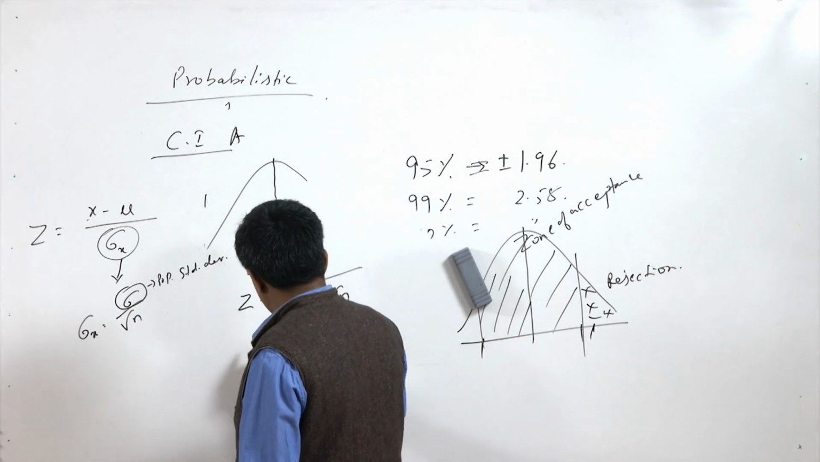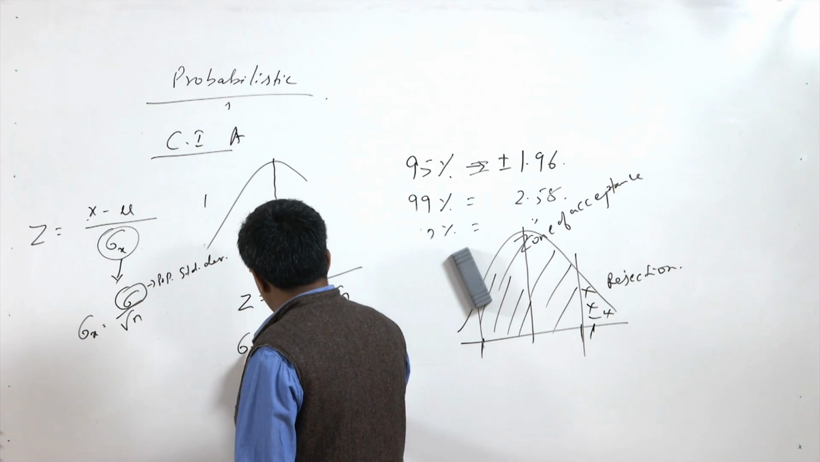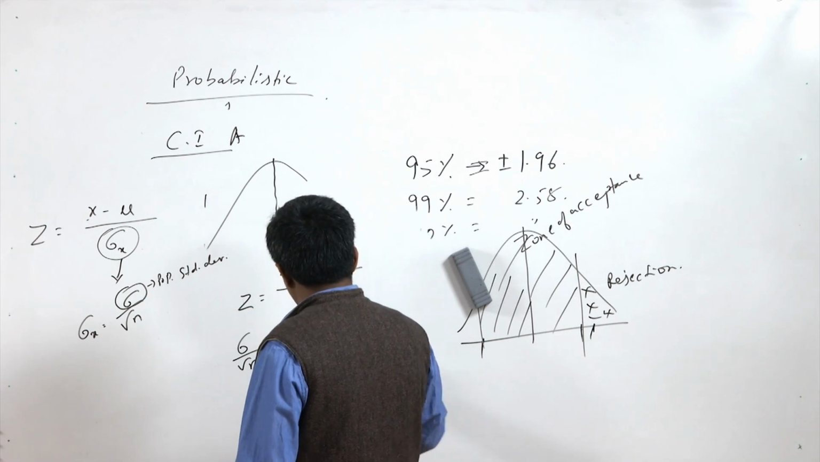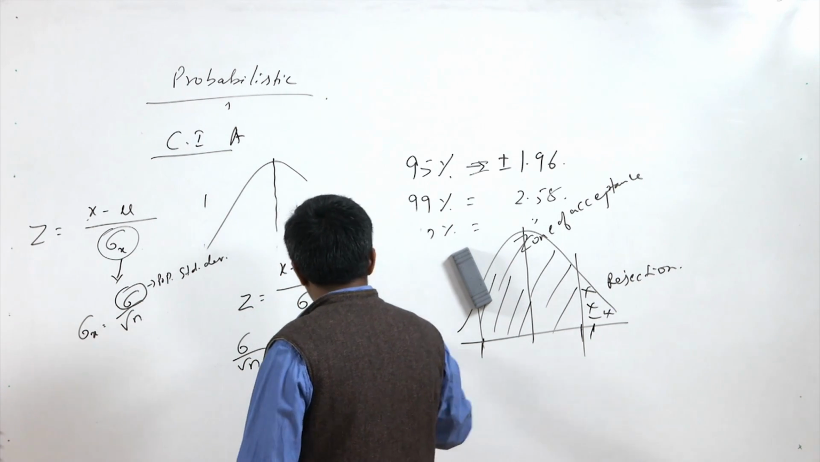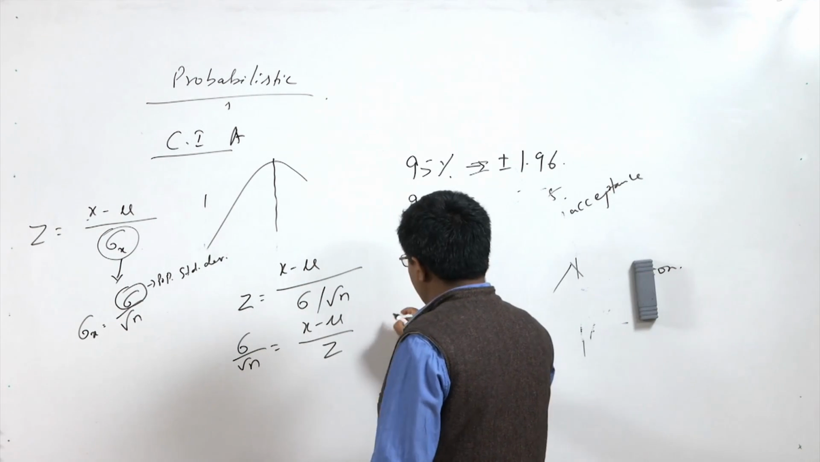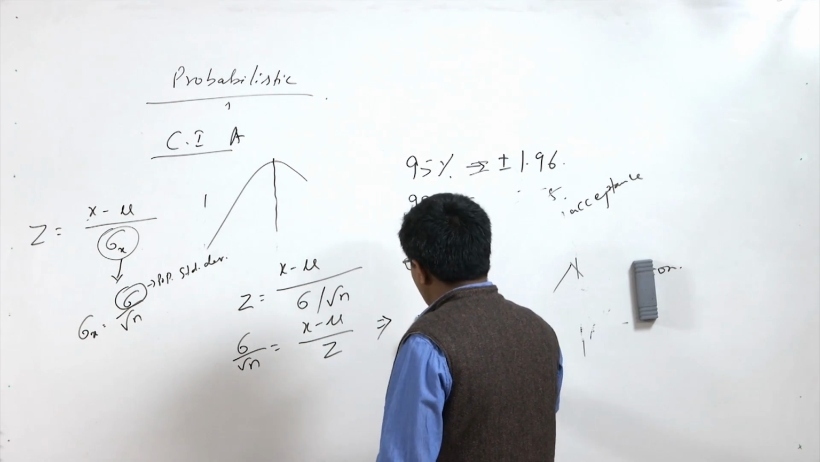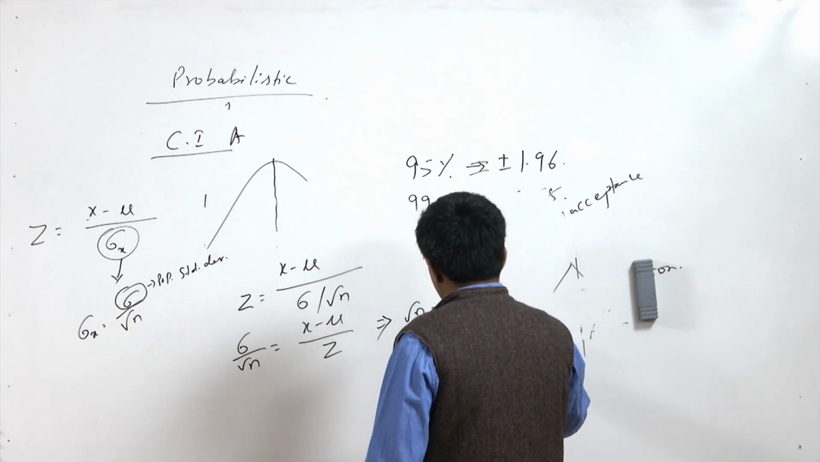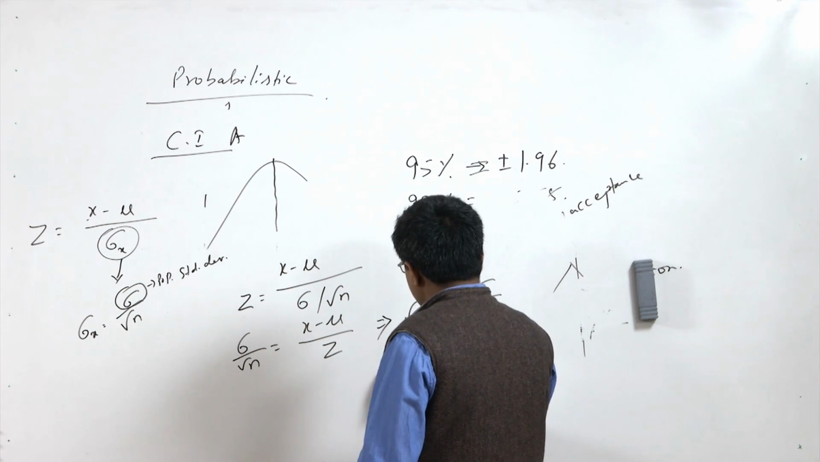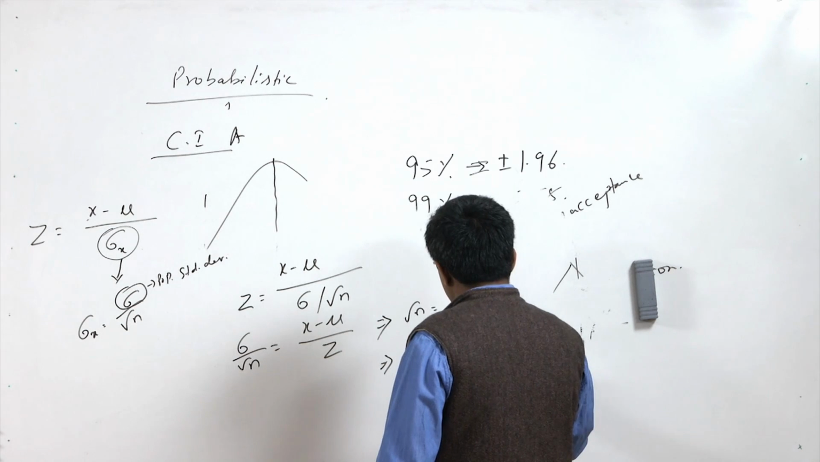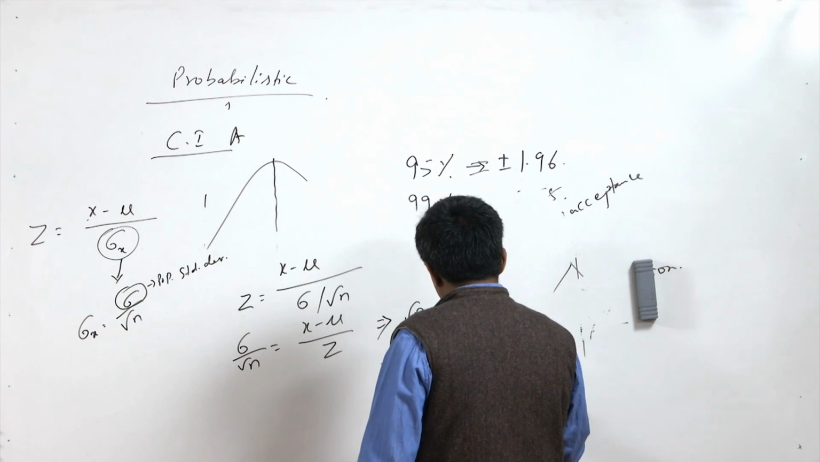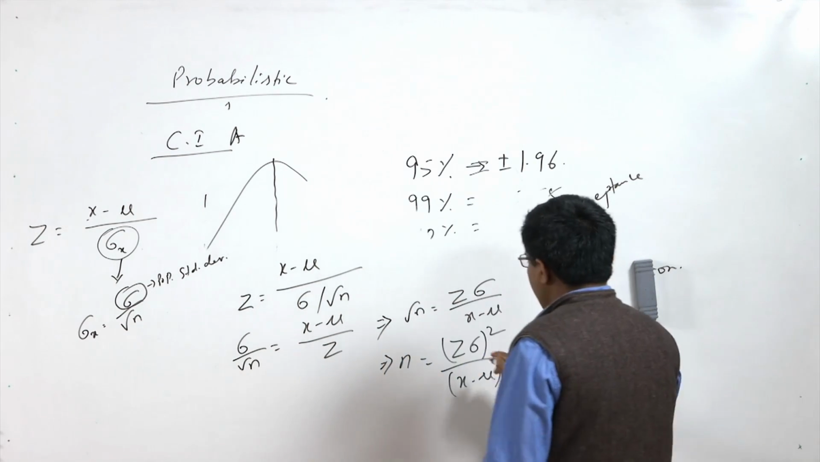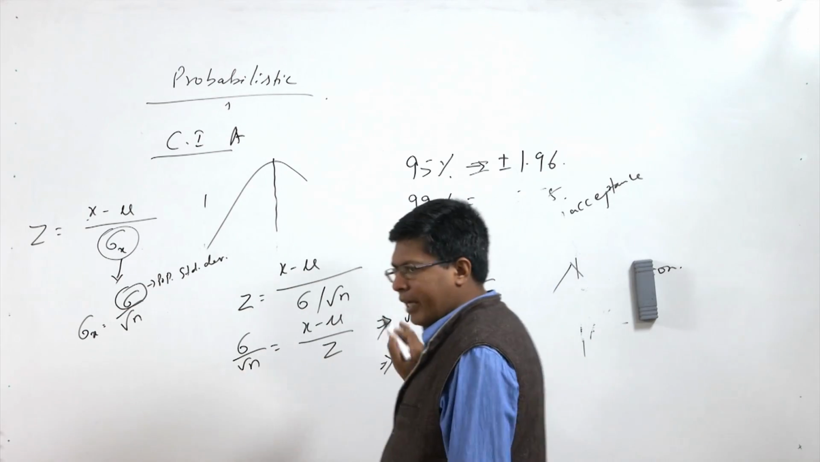sigma by root over n is equal to x minus mu upon z, which implies root over n is equal to z sigma upon x minus mu, right. This implies n is equal to z squared sigma squared by x minus mu squared, or we can say n is equal to z sigma by x minus mu, whole squared, right, at the top.